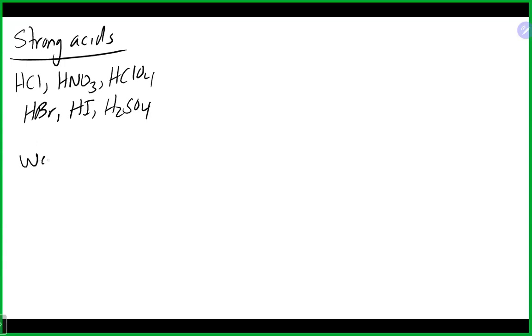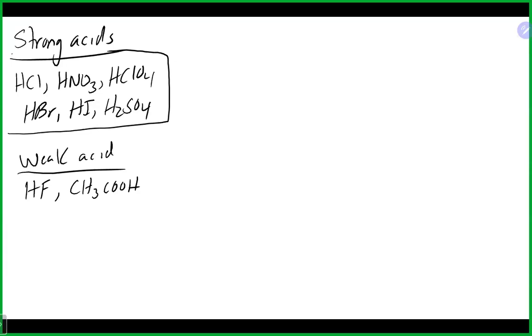Anything off of that list would be a weak acid. There's a couple of weak acids we talked about, and there's obviously a bigger list than this. Things like hydrofluoric acid, acetic acid. These are weak acids, and there's a bunch of other ones. But as I mentioned before, this list is a really good one to know, because if it's not one of those six and it is an acid, it's a pretty safe bet it's going to be a weak acid. So by process of elimination, as we talked about, know those really well.